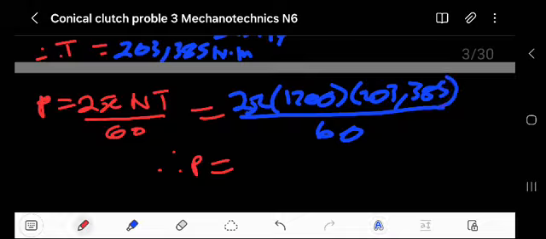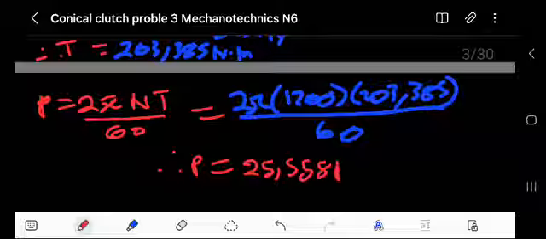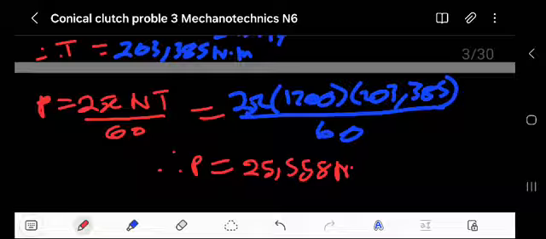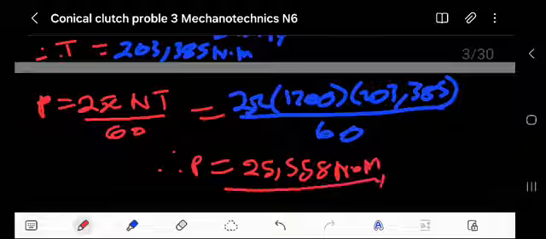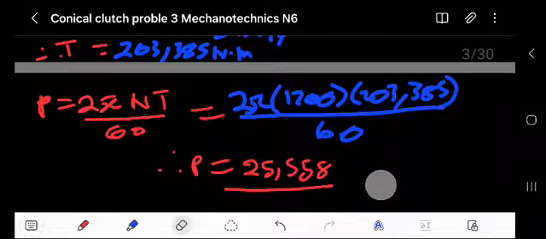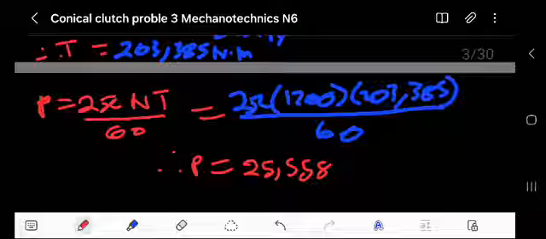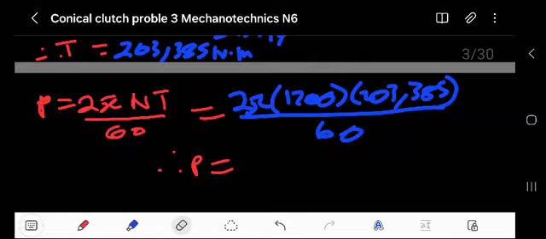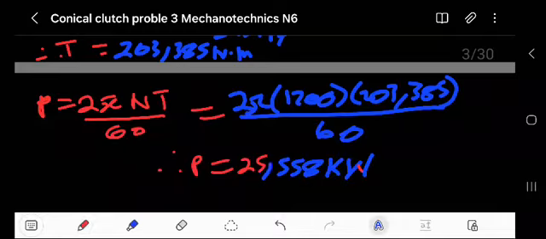Therefore, the power is equal to what here? Power is measured in watts. This is simply 25,558 watts, which is 25.558 times 10 to the power of 3, the same as kilowatts. So this is what we have typically.